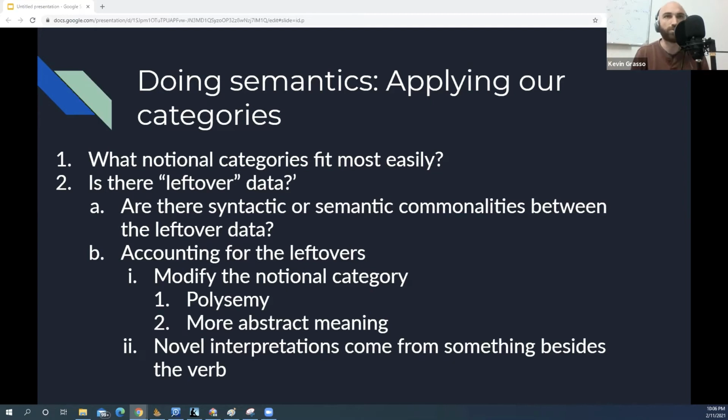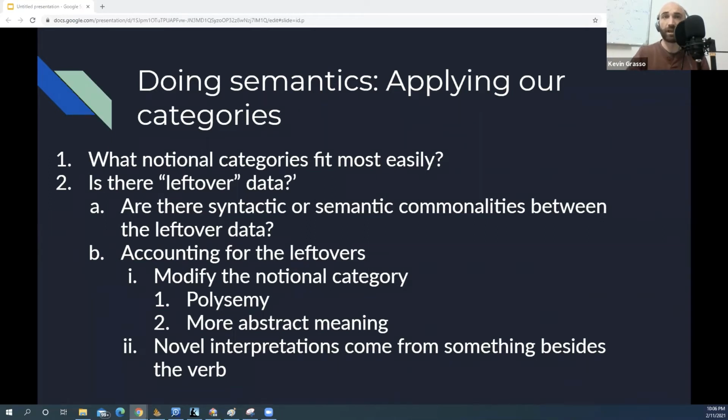It's something more abstract, the temporal anchor or something else. And then we can also say, though, another option is, instead of modifying the notional categories, we can just say that the interpretations are coming from something other than the verb. So we can just say, hey, this isn't about the verb, and so we don't need to change our definition of the verb. It's how the verb interacts with the context in a particular way.